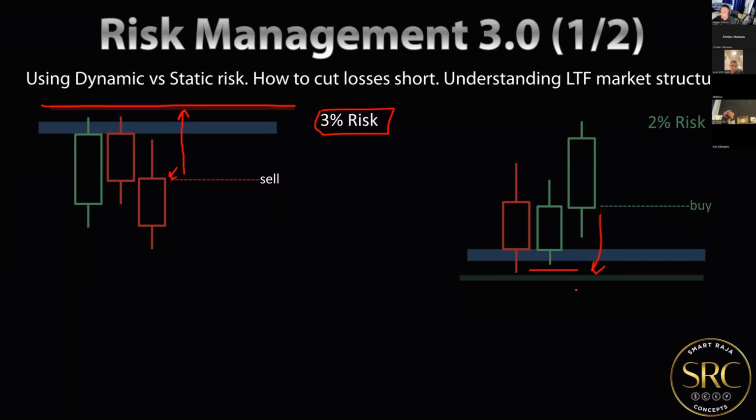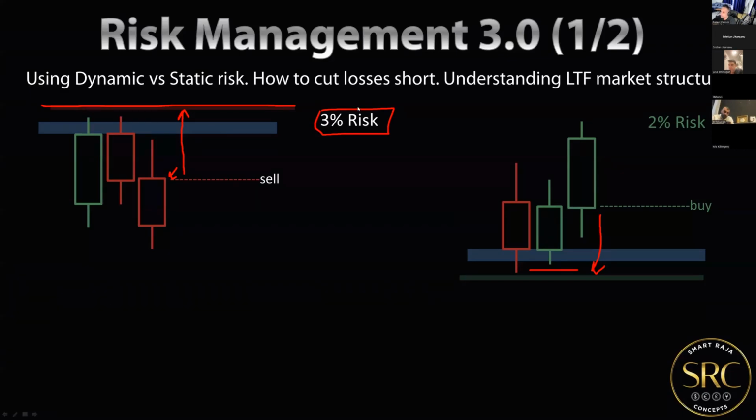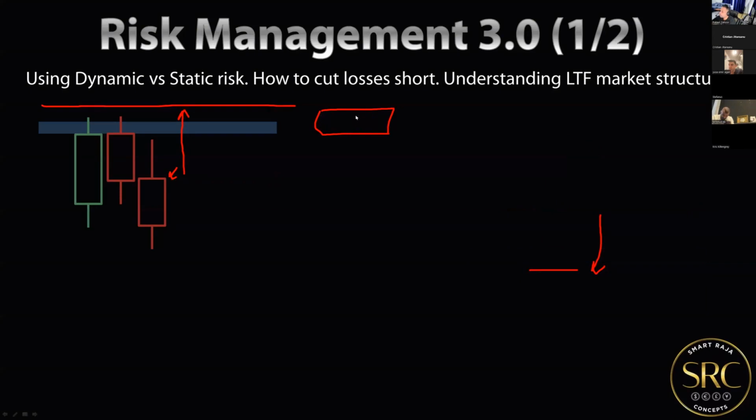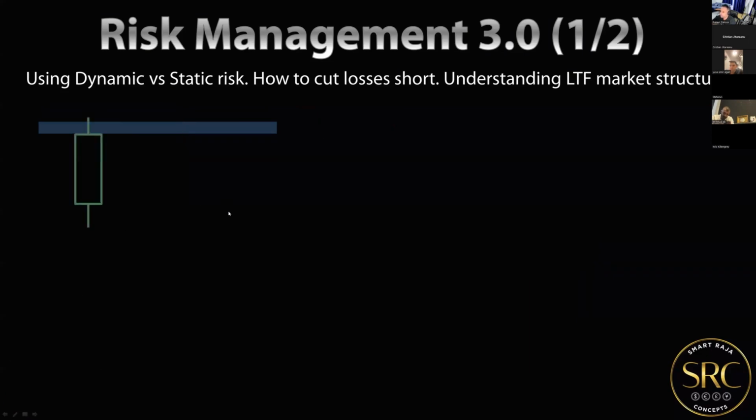Now we're also going to talk about later on how to manage risk when you're using static risk, right? So the idea is to never let it hit you with a complete risk. This method takes experience, and dynamic risk is extremely useful. Now, when you're using static risk, obviously you're losing full 3%, full 2%. But let's say, for example, you're not using static risk. Let's say you're using dynamic risk at this point. So let's remove all this. And let's start to use dynamic risk now, right?